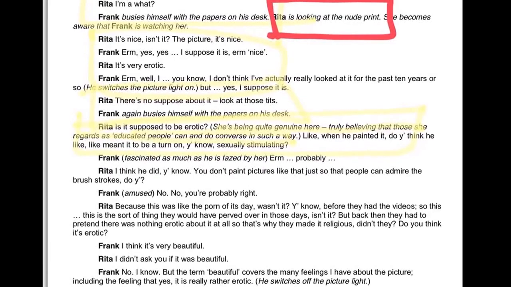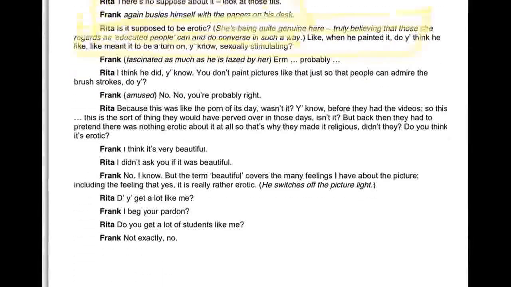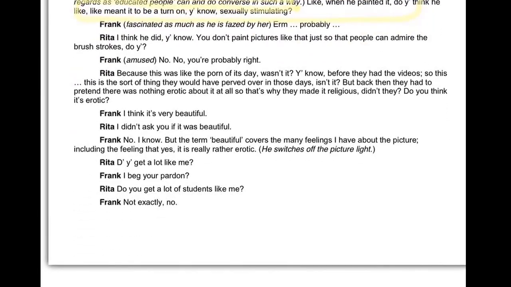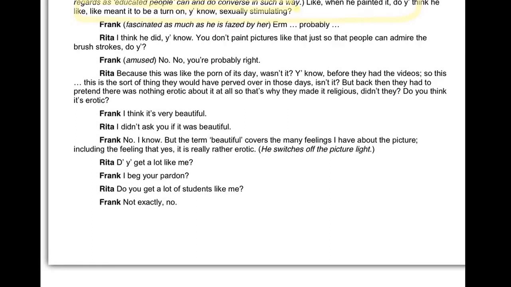What we also get here is a sense of, I guess, earthy common sense logic. And what I'm talking about here is Rita challenging Frank. "You don't paint pictures like that just so that people can admire the brushstrokes, do you?" "No, you're probably right."